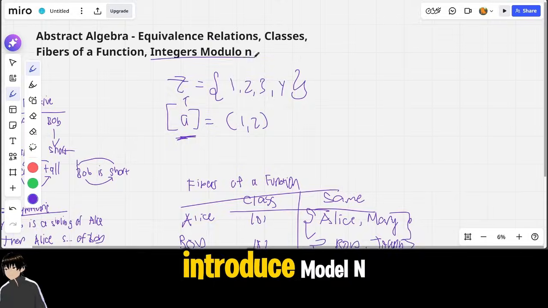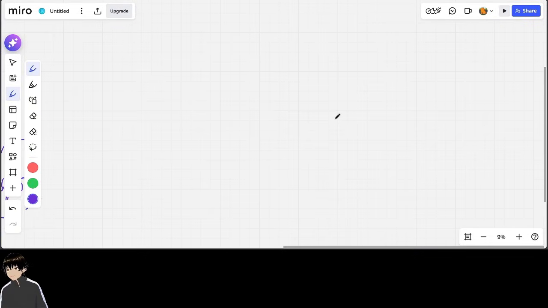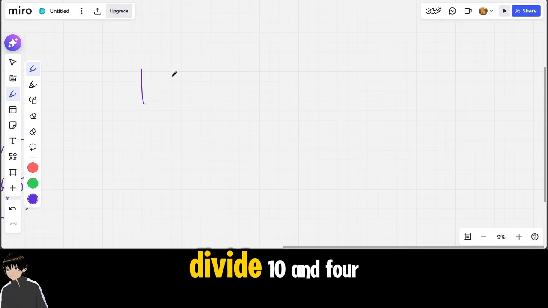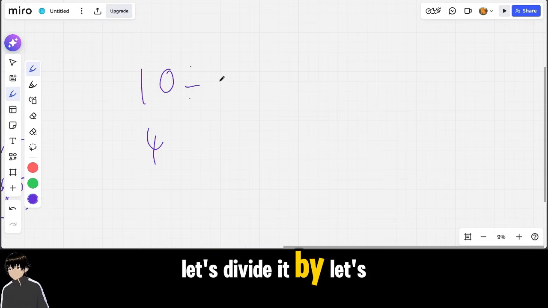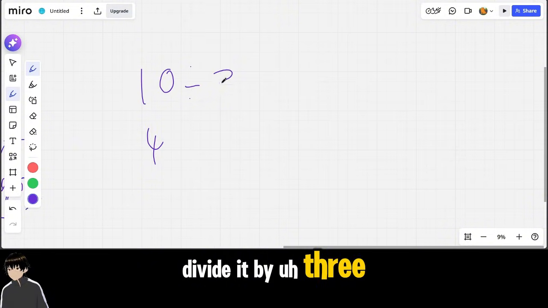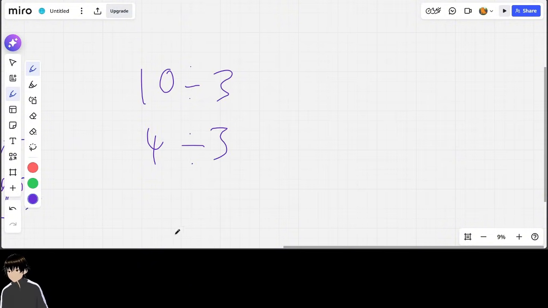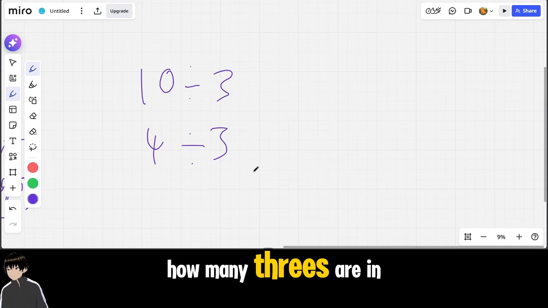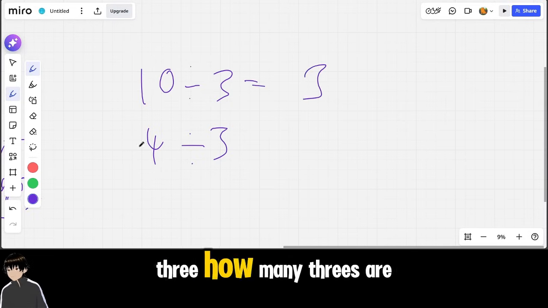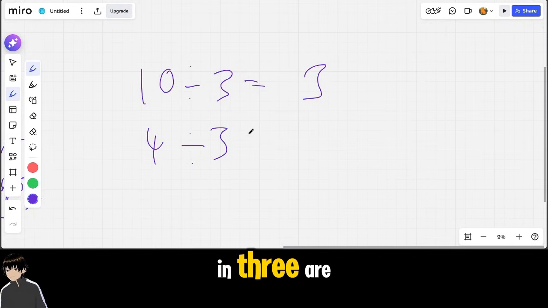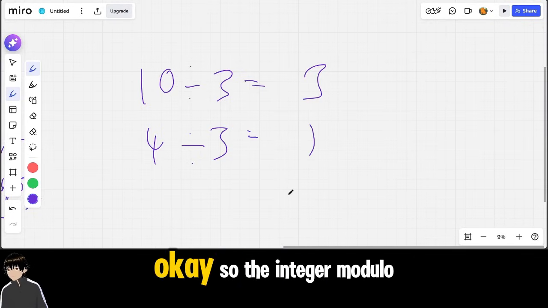Okay. So, integers modulo n. Let's say you're trying to divide 10 and 4. Let's divide them by 3. So if we divide by 3, how many 3's are in 10? 3. How many 3's are in 4? 1.